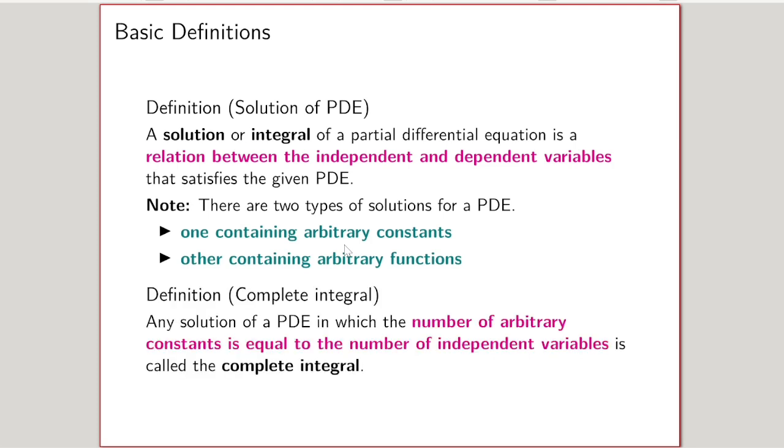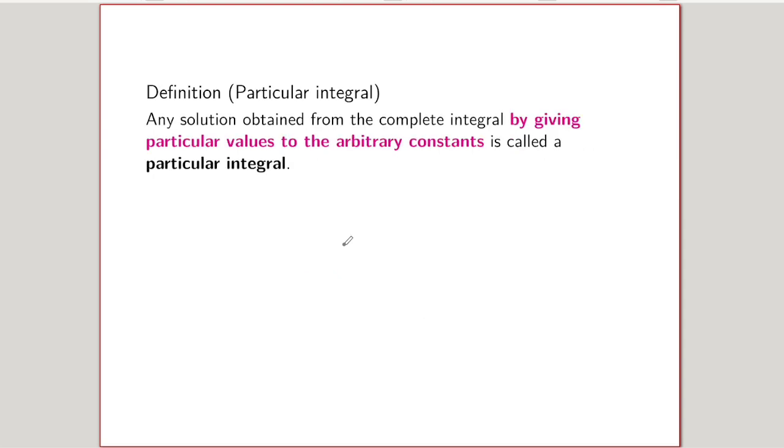So next, there are many types of solutions. First one, complete integral or complete solution. This type of solution contains arbitrary constants, and the number of arbitrary constants will be equal to the number of independent variables. If this is true, then that type of solution is said to be a complete solution or complete integral. And next one, particular integral. The particular integral is obtained from the complete integral by giving some particular values to the arbitrary constants. So if a and b are arbitrary constants, and if I assign some constant values to those a and b, then I'll get the particular solution.